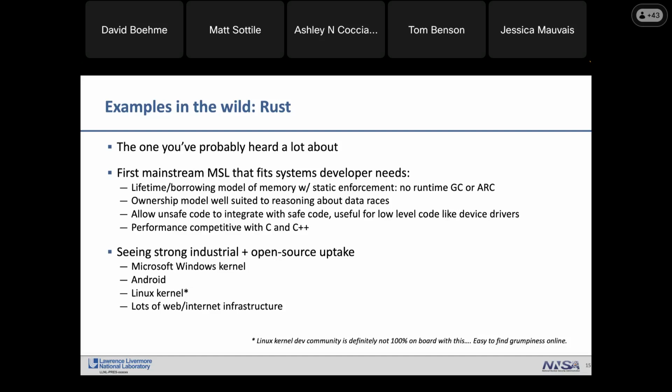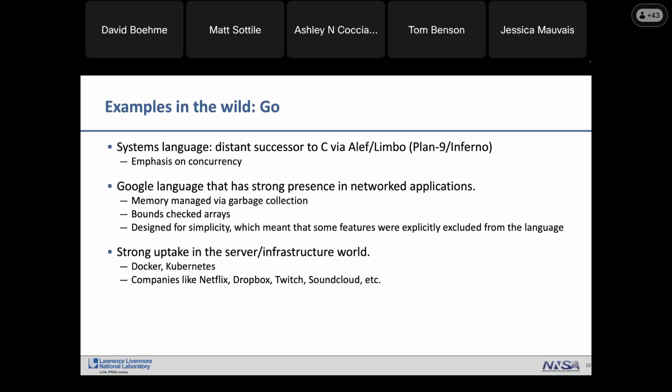So Rust is the one most people think of with memory safe languages, but there are others. Go is another one, and interestingly, Go is a descendant of C. It's descended from C via Aleph and Limbo, which are the languages for Plan 9 and Inferno. But it has a heavy emphasis on concurrency, which comes up a lot in systems applications and networked applications.